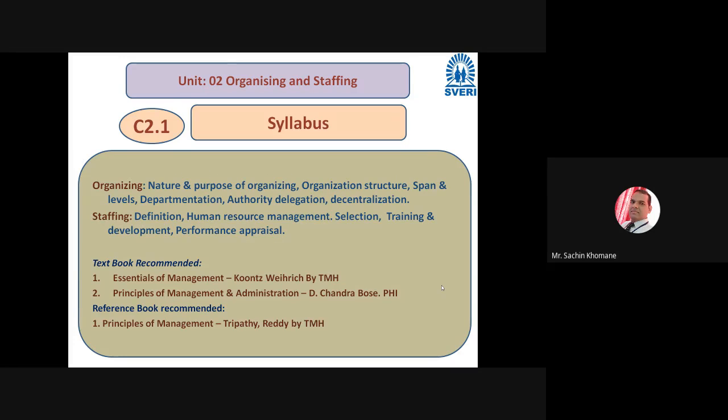This unit is very interesting and very practical oriented, you can say. Then you can refer to the book Essentials of Management for this chapter, because most of the points of organizing and staffing are covered in this particular book. The remaining 2 books, Principles of Management and Administration, you can also refer to, but they are not that helpful. Essentials of Management is very, very helpful for this particular unit, you can note it.